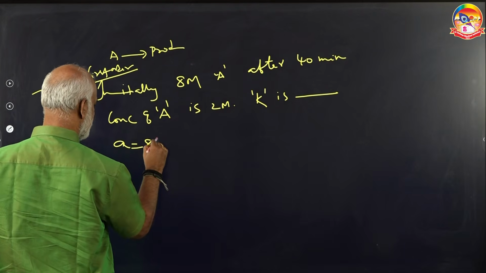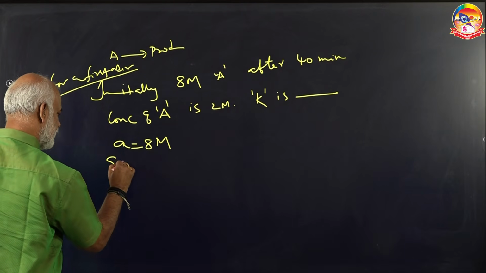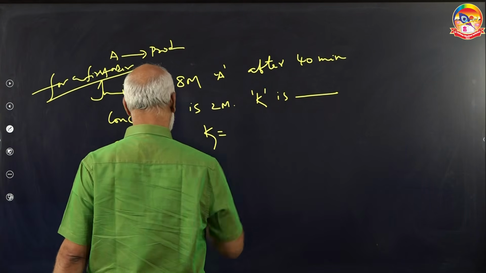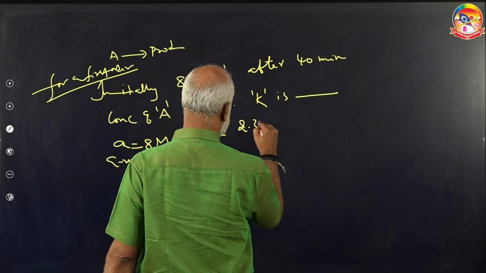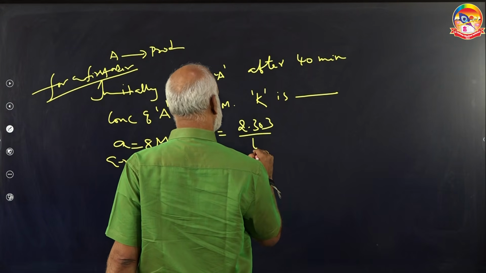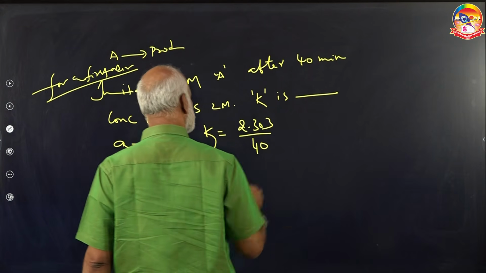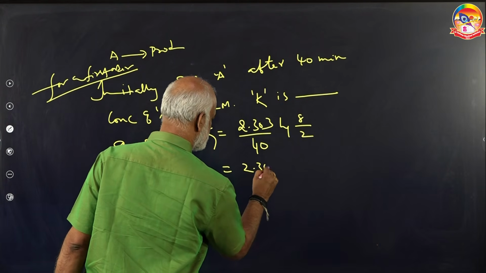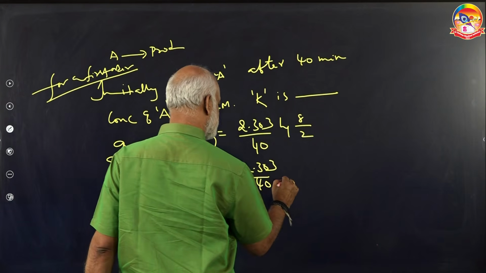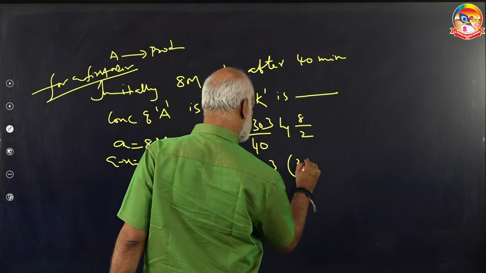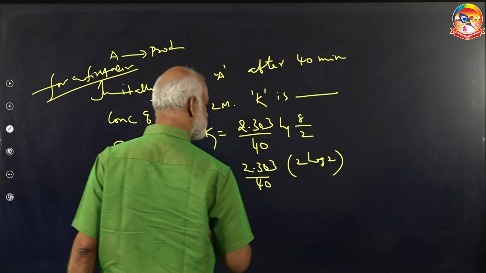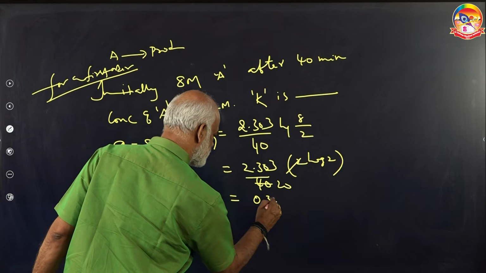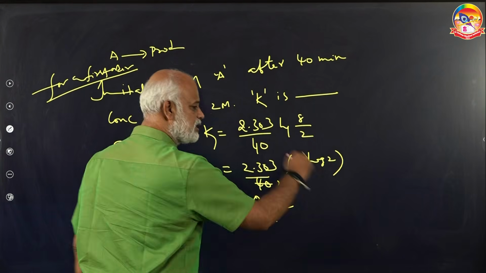A is equal to 8 molar. A minus x is equal to 2 molar. K is equal to 2.303 by t, which is 40, logarithm of 8 by 2, 2.303 by 40, log 4, which is 2 log 2. Therefore, 2.303 into 0.3010 by 20. Simplify it.